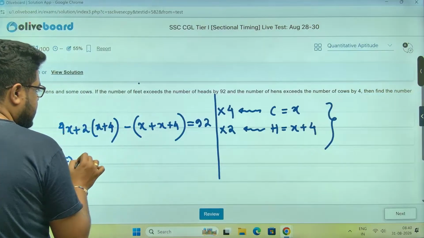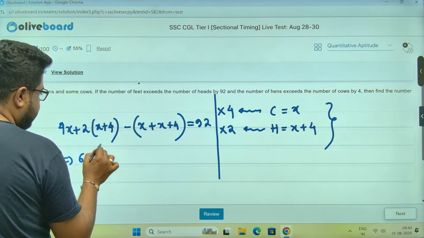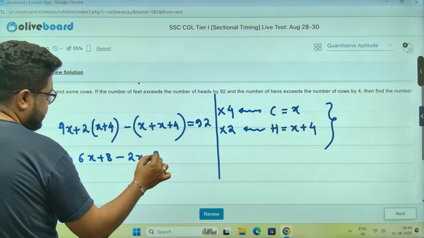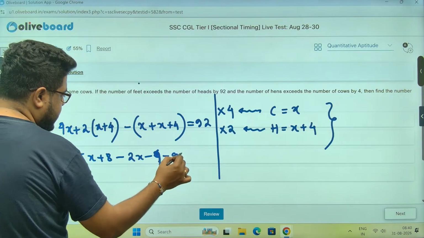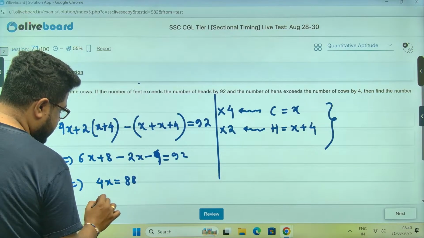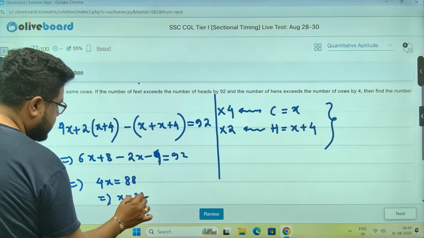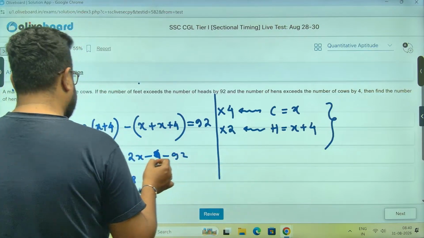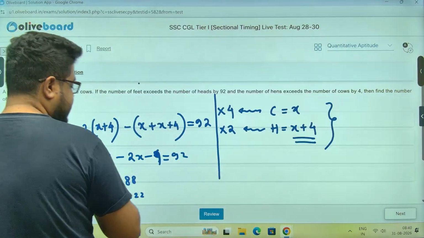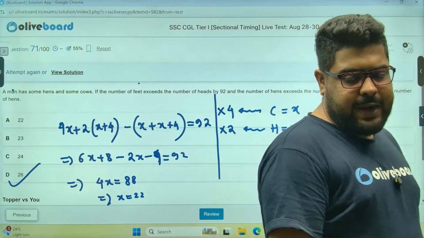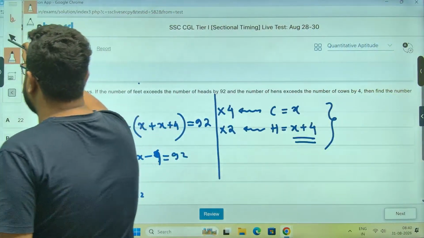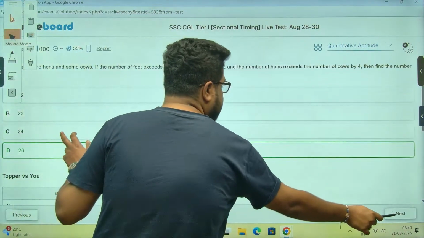Chalo. 6x plus 8 minus 2x minus 4, that is 92. 4x equal to 88, if I'm not wrong. x is 22, sir. They're asking to find the number of hens. Achha, x is this, so hens will be x plus 4. 22 plus 4, 26 is the answer. Option D, 26 is your correct answer. Again, a very simple question. Chalo.